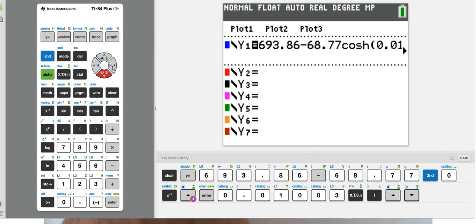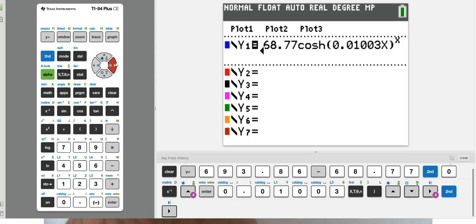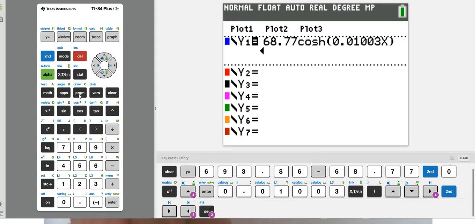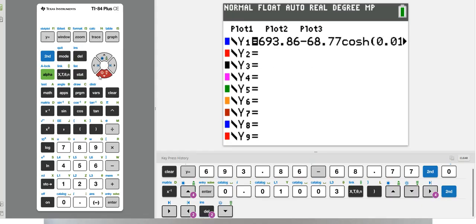I don't know where that little x is. If you want to get to the end of your line, you can hit the second key, then the right arrow, and that'll take you to the end of the line. Yeah, it looks like there's an extra something up here. Let me get rid of that. There we go.